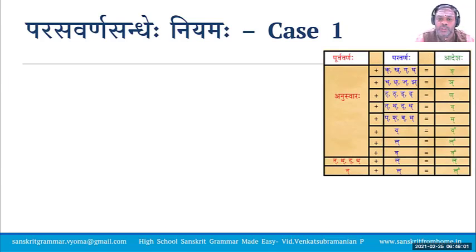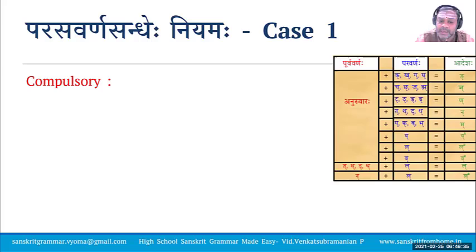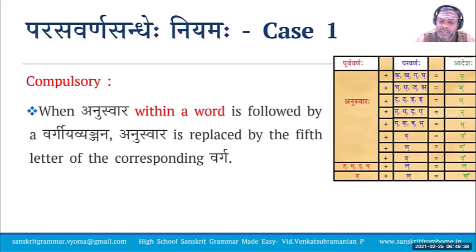Now we will understand the rules of case 1. Case 1 is when it is in the Padamadhya Sandhi, like Nandati and the previous example Alan Chakara. When you have the Padamadhya Sandhi, then the Sandhi is mandatory. Yada Padamadhye Anusvarat Vargiya Vyanjanani Parani Bhavanti, Tada Anusvarasya Sthane Tattat Vargasya Panchamaha Varnaha Adeshaha Bhavati. The Sandhi is compulsory here. The Anusvara is within a word and it is followed by a Vargiya Vyanjana. Anusvara is replaced by the 5th letter of the corresponding Varga.